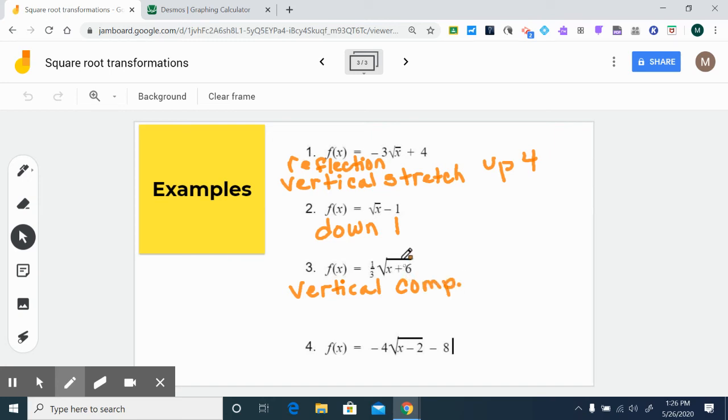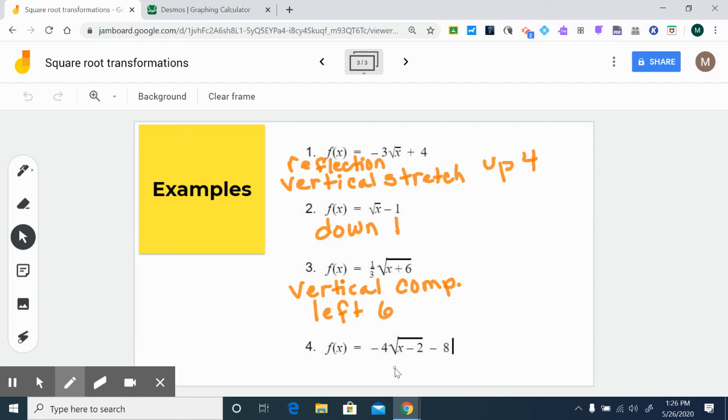Now that plus 6 is underneath the square root symbol, which means it is an h value. So it's messing with the x value, not with our y value. Since it's x plus 6, if we think back to our previous slide, x plus h meant that we were going to the left. So this is going to be a left 6 units.